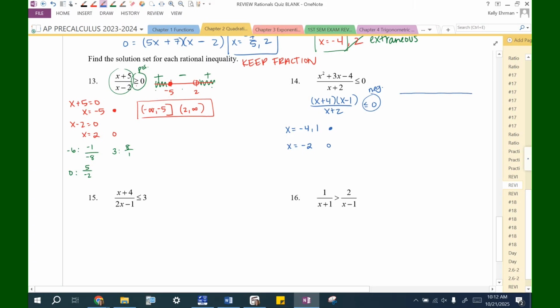Put my number line over here. Get them in the right order. -4 is farthest left, then -2, and then +1.